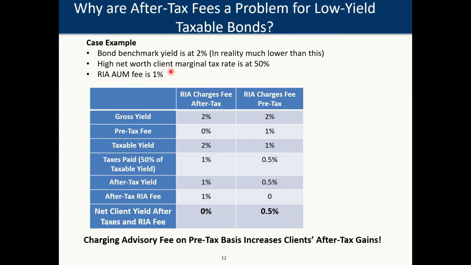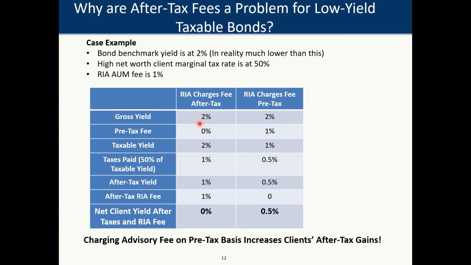So let's again just quickly go through the math. Again, here we're assuming the RIA is charging their fee after tax, and here we're assuming the RIA is able to charge their fee pre-tax by moving their assets into a retirement account. So let's look at the math here.